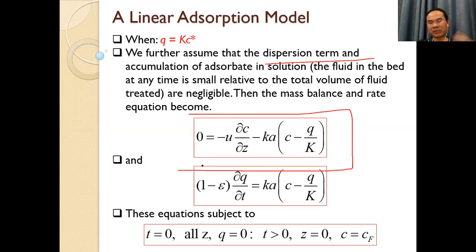So we have two equations. This is the solute balance in the liquid phase. And this is the solute balance in the adsorbent: 1 minus epsilon dq by dt equals KAC minus Q over K.